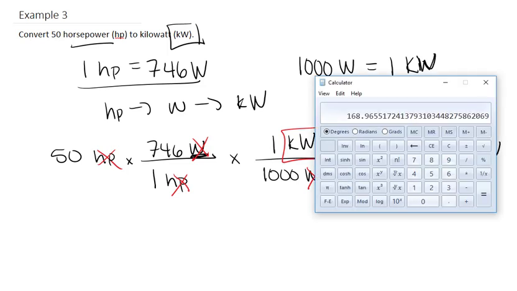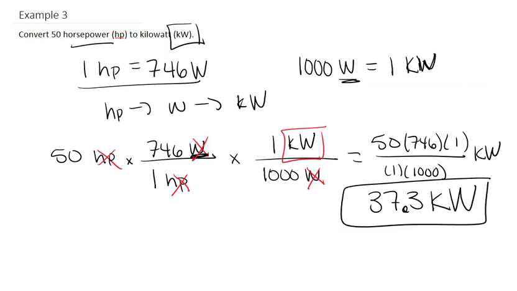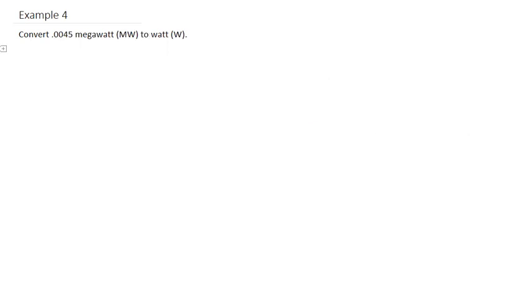So calculators, 50 times 746 times 1. Then we can just go ahead and divide it by 1,000. And we're left with 37.3 kilowatts. Now let's do one final example. Example 4. Convert 0.0045 megawatts to watts.